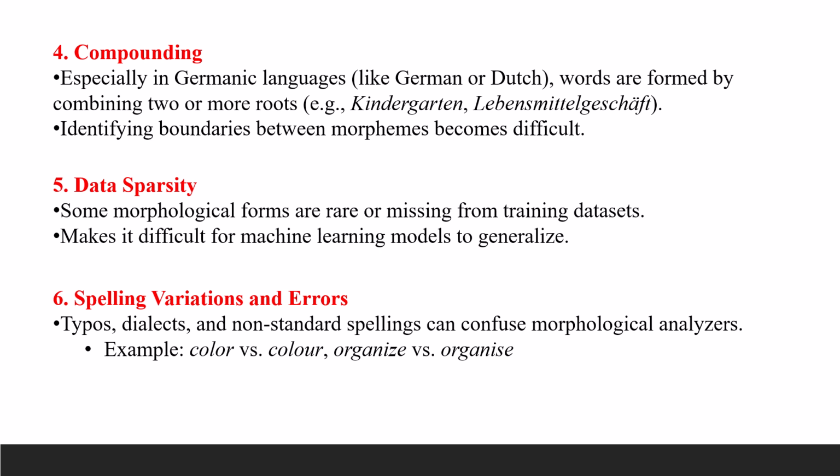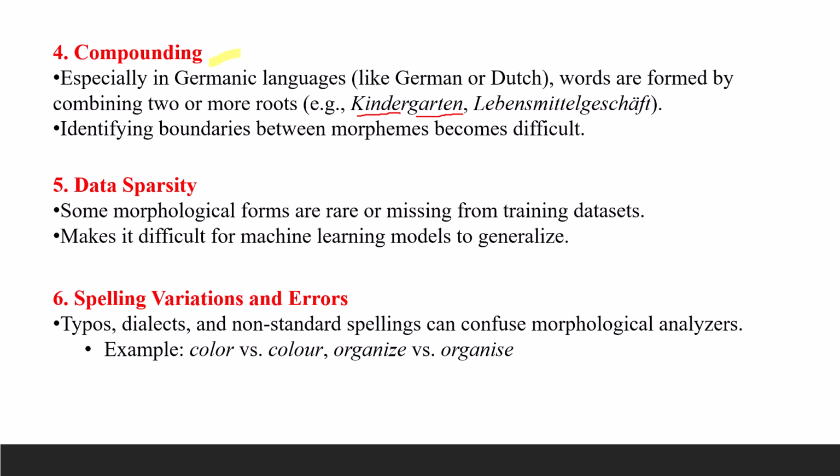Coming to the next one, compounding. Compounding is especially common in languages like German. In Germanic languages, words are formed by combining two or more words. One example is kindergarten. Kinder means children, garten means garden. So these are two different words combined together to make another word.